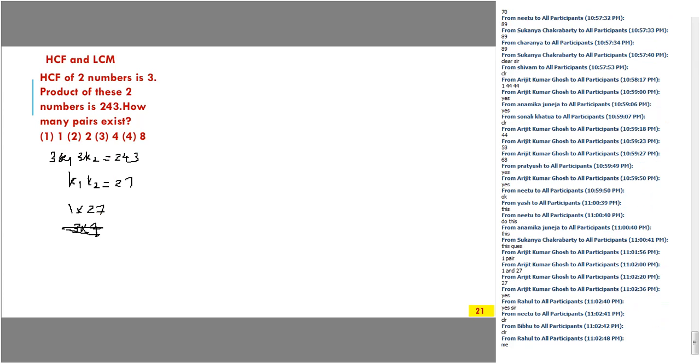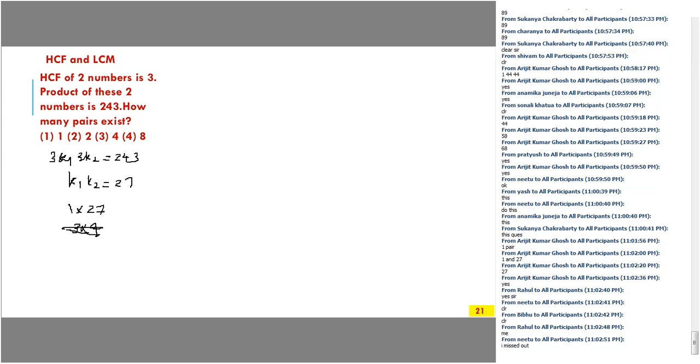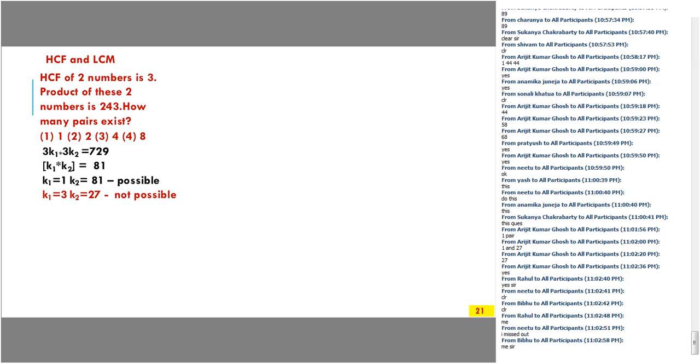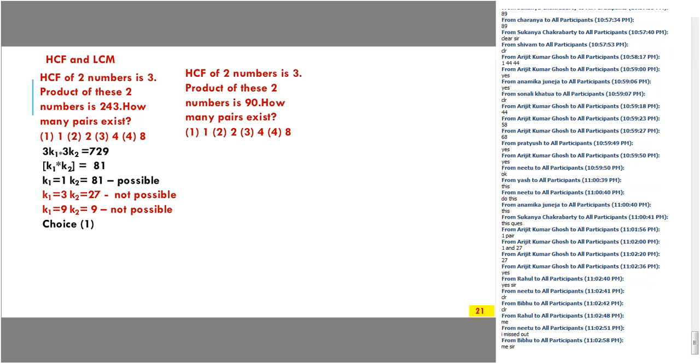So in this kind of question, don't look at just factors. Please remember, don't jump at just factors. K1, K2 should be co-primes. How many missed out that K1, K2 are co-primes? So always list out like this. Next one.